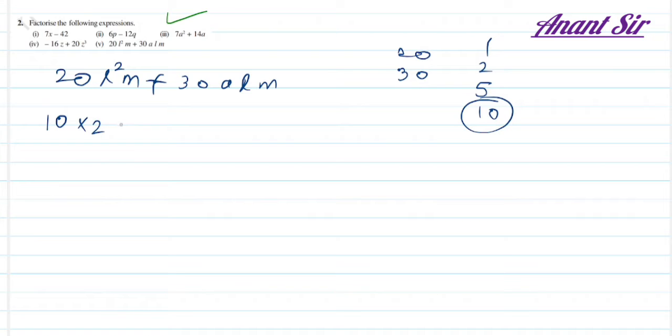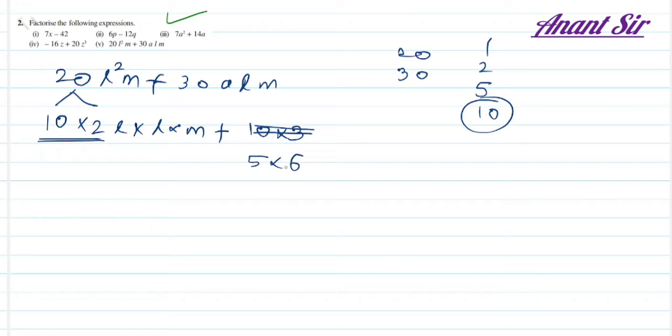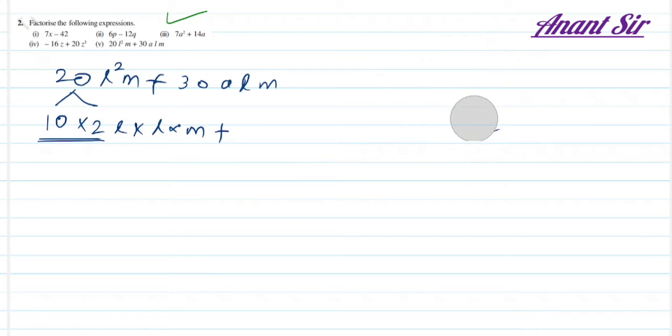10 times of 2, L square is L into L into M plus 30. Then you have to remember that we are going to use the table of 10 only now. Please don't write 20 as 10 times of 2 and 30 as 5 times of 6, then you are going to get the answer wrong. You have to use the greatest number only. So 30 will be written as 10 times of 3 and then it is A into L into M.